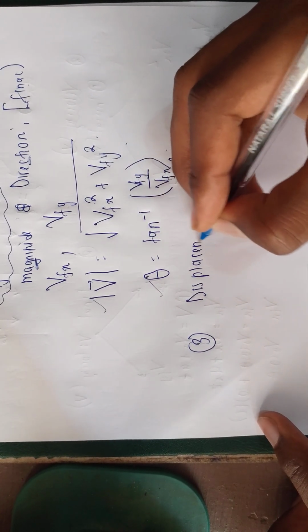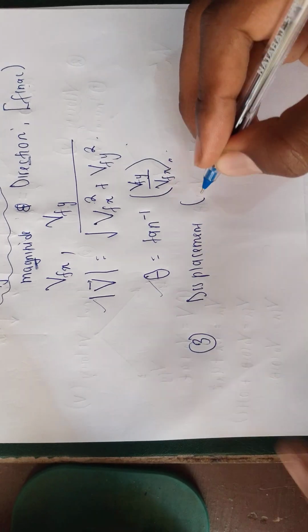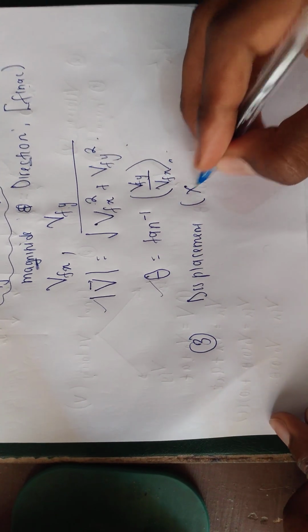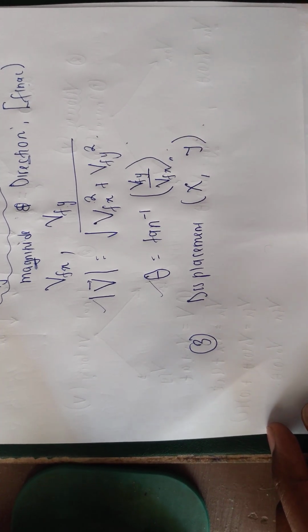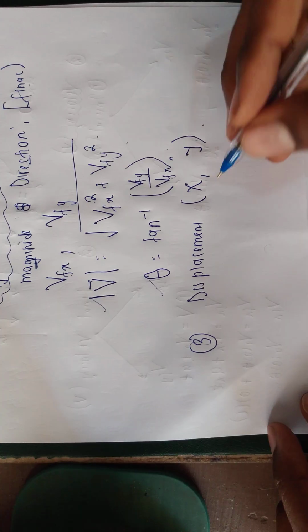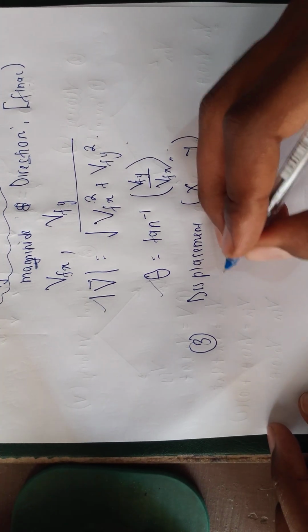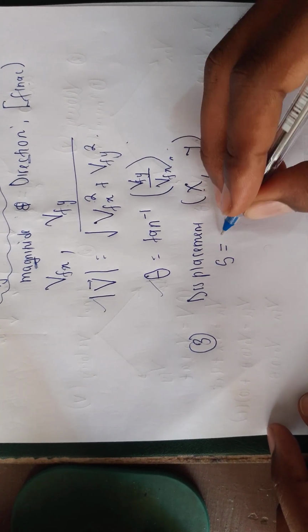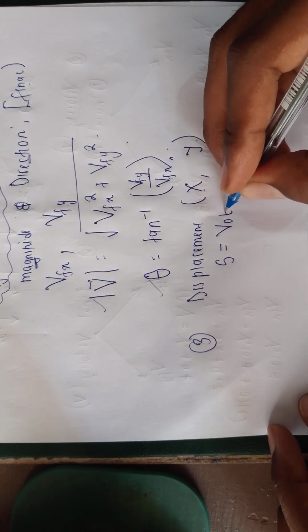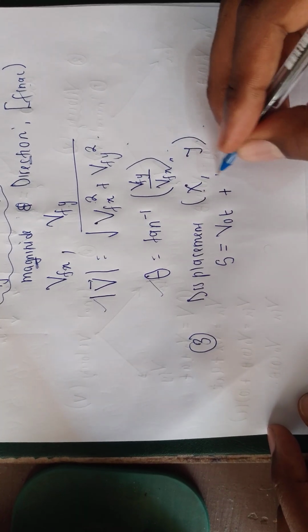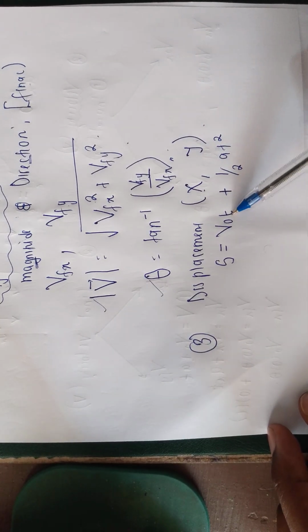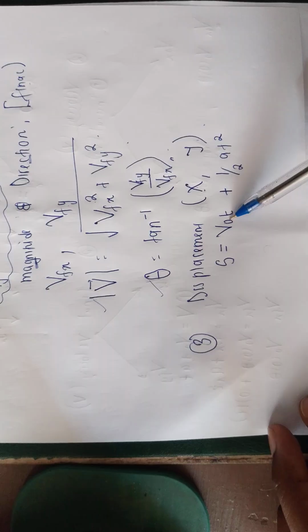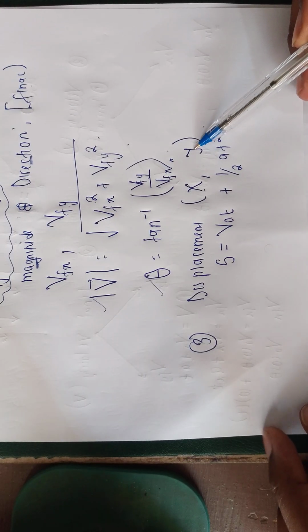Okay, so for the displacement, if it's for the x-axis, you're going to be using x, and if it's for the y-axis, you use y. For example, if you have this equation, which is displacement is given by the initial velocity times time plus 1 over 2 at squared, you can apply this equation for the x-axis. You can also apply this equation for the y-axis.